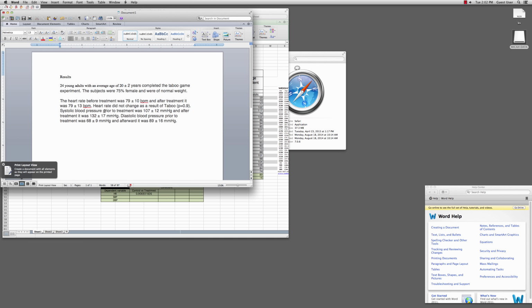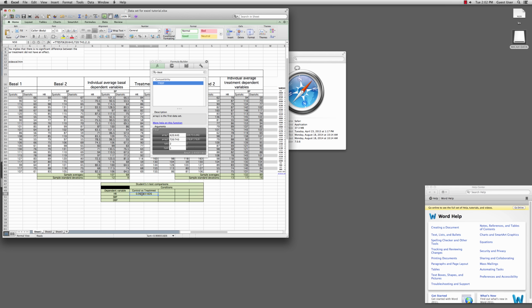Let's make the same sentence for the others. So we need that t-test. This time I can't copy it down because it's going to just drag the box down 1. In reality, I want it to draw over. So the way I've set up this table, it just requires that I do it again.